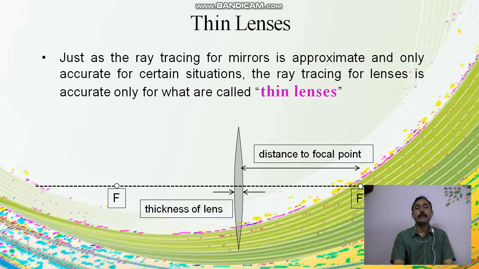Just as ray tracing for mirrors is approximate and applies only to certain situations, ray tracing for lenses is accurate only for what are called thin lenses. Thin lens means the thickness of the lens is very small. So this is the primary focal length, and this is the secondary focal length. This is the distance of the focal point, or focal length. This F dash is the primary focal point, and F is the secondary focal point.